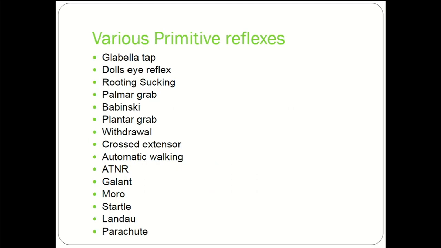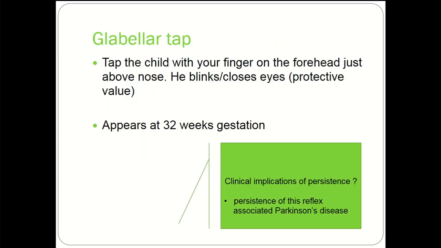Okay, so we have the various primitive reflexes. They are in this sequence: glabellar tap, doll's eye reflex, rooting, sucking reflex, palmar grasp, Babinski, plantar grasp, withdrawal, crossed extensor, automatic walking, ATNR, Galant, Moro, startle, Landau, and parachute. So we go to the more important reflexes now.